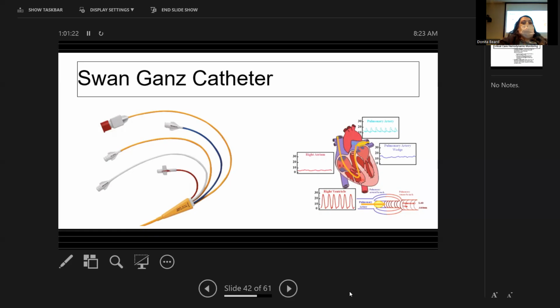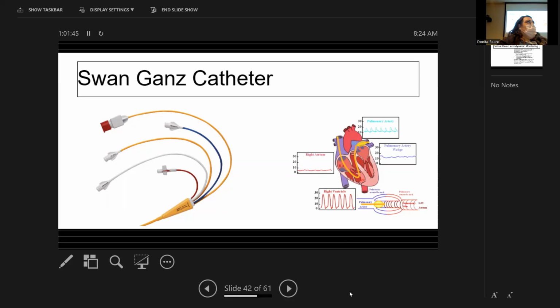You can look at the PA pressure. That's also sort of a measure of preload. You're looking at the wedge, the PA diastolic. That'll tell you how much fluid is in the tank. And then you're really looking at afterload. You can calculate their systemic vascular resistance based off the Swan numbers that you get. You can also have a measure of their contractility with their cardiac output.